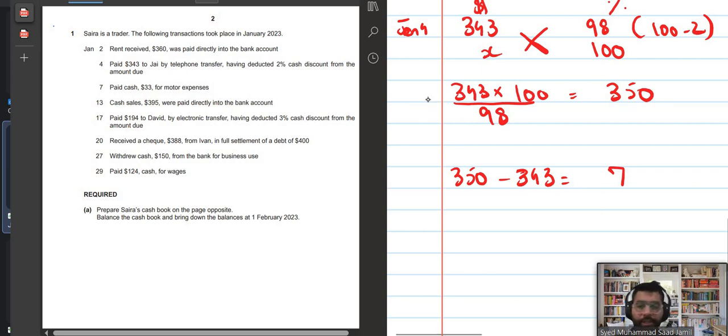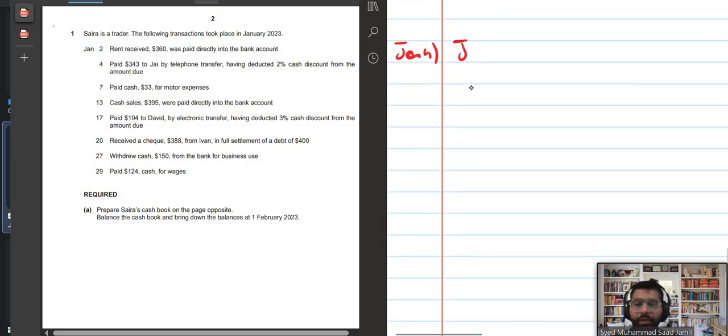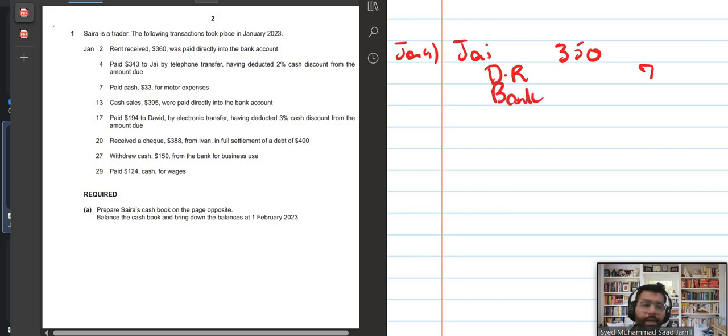Now we will make the double entry for this one, Jan 4th. So J, we had to pay J how much? Let me go scroll a bit down. Okay. We had to pay J $350, but we got a discount. Discount received is an income. We got a discount of $7. And then since it does not mention how we actually paid him, we will consider it as bank. So in the bank, we will write 343. This is your second entry.